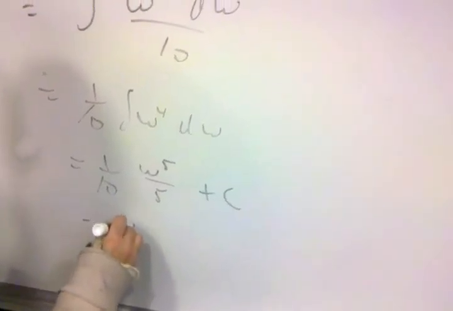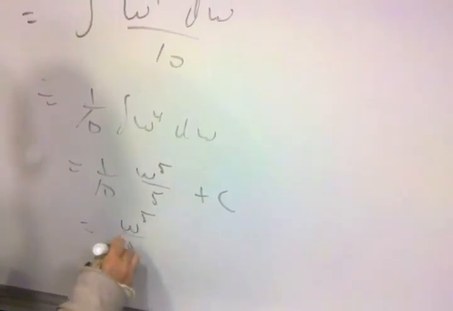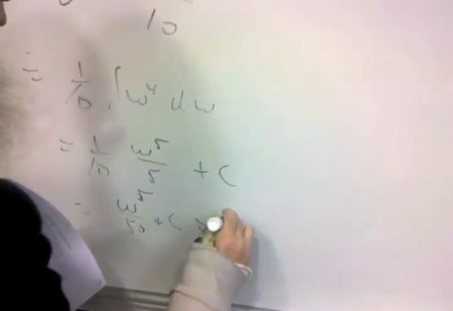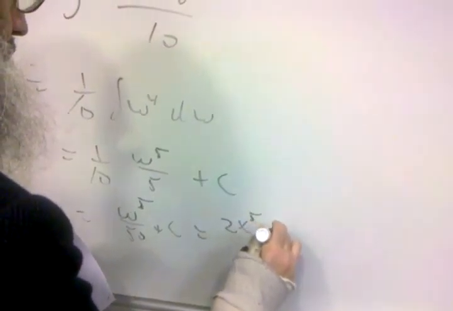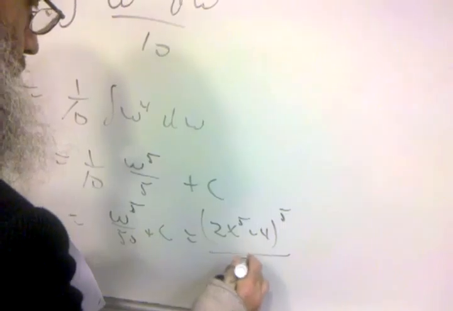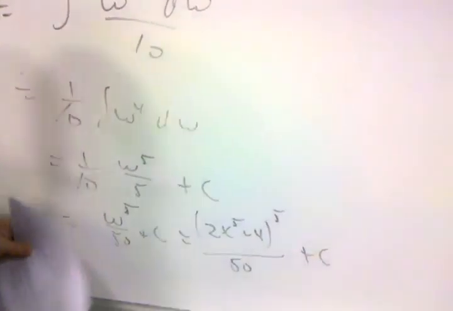which is the same as w to the fifth over 50 plus a constant. And we change w back to this expression. I then get (2x to the fifth minus 4) to the fifth all over 50 plus a constant. That is the final answer.